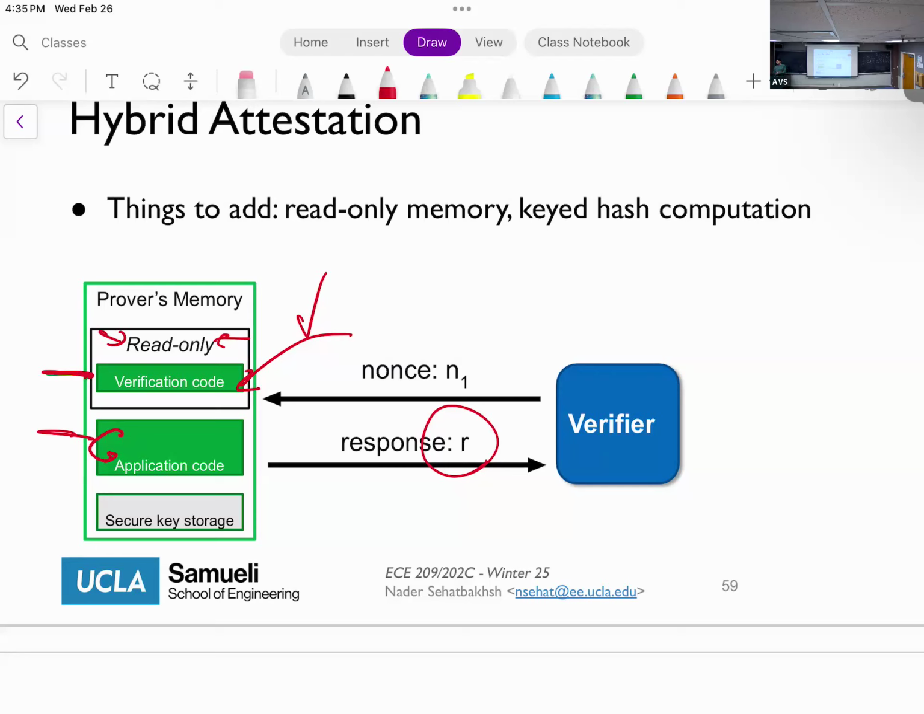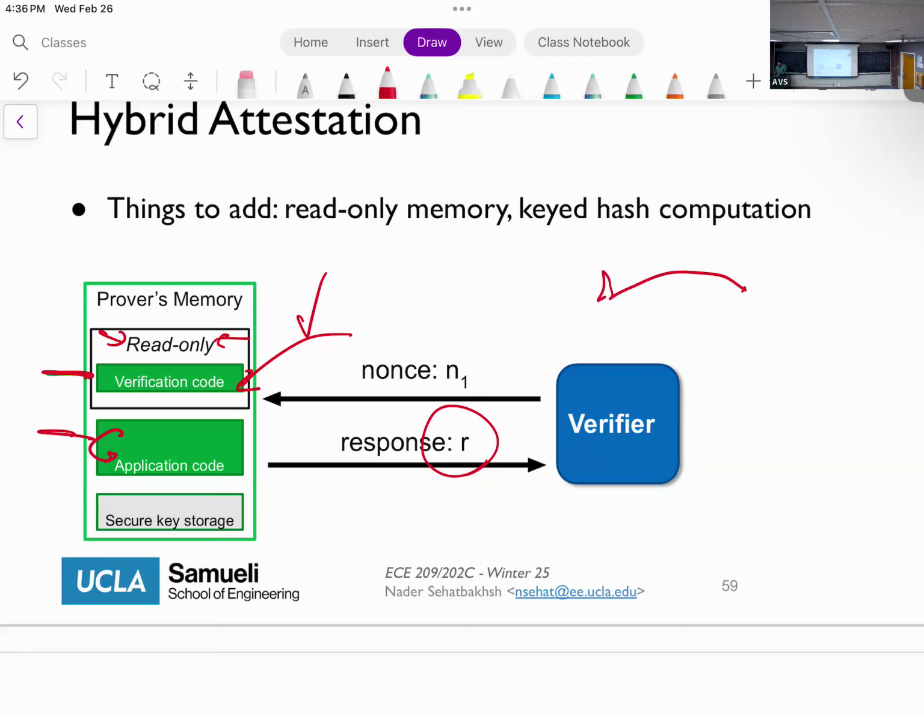We basically run any sort of hash function that we want over any application code or other part of the memory and send the response. In order to make sure that indeed the verification code is the one running this, we also need some form of a secret. So we need some secret key to sign whatever response we are sending. Otherwise, the adversary can do this.